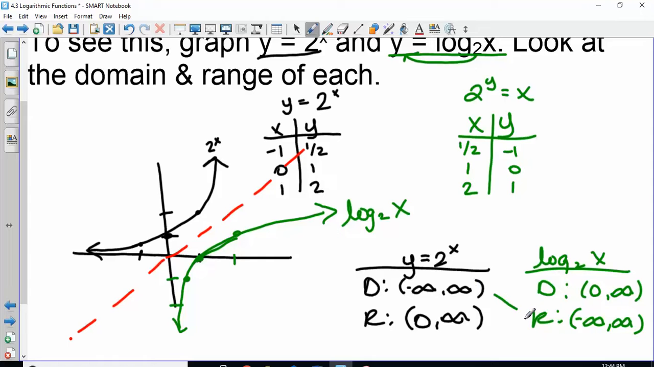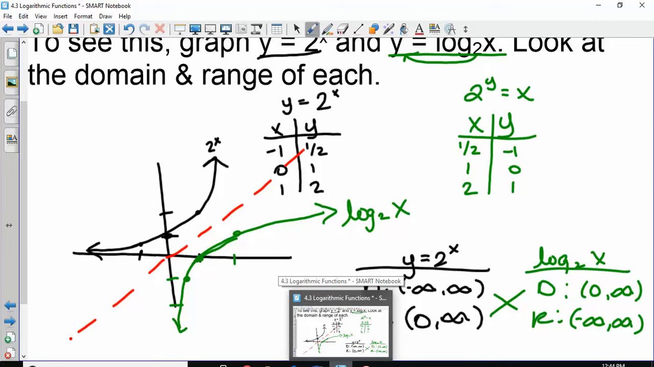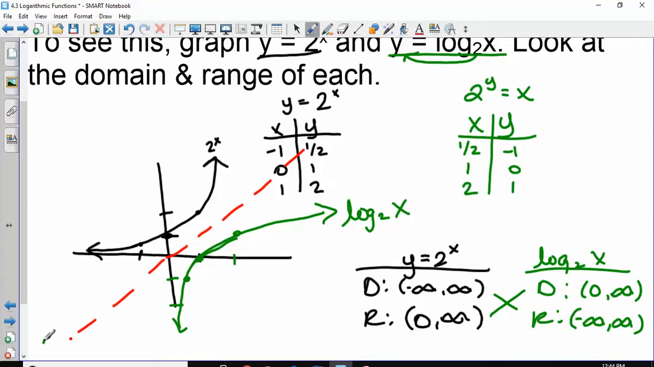And you'll notice the domain of the first is equal to the range of the second. Range of the first is the domain of the second. And we've already discovered that the domain of the function equals the range in the inverse. And so that's still true here. So a log and an exponential are inverses of each other.